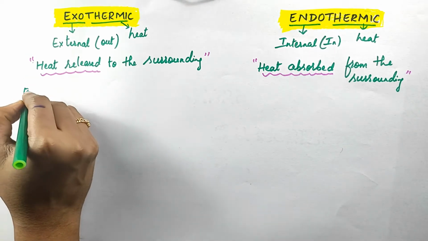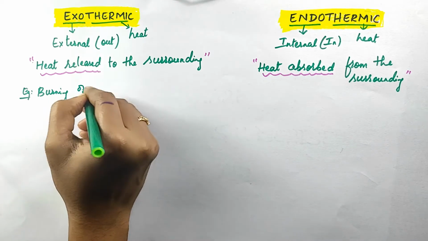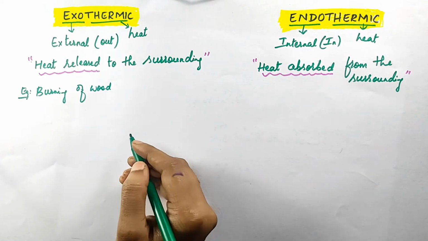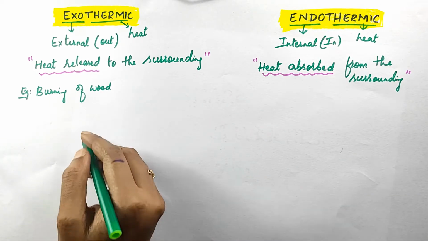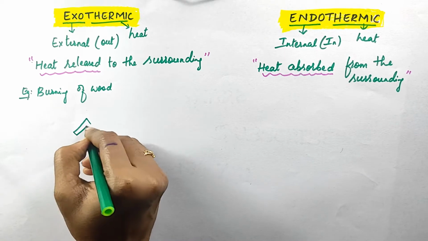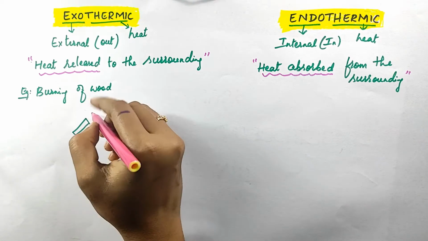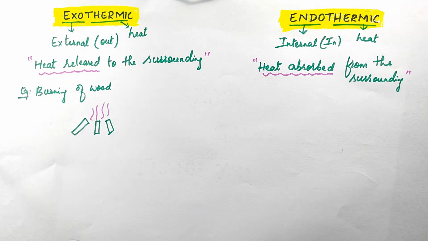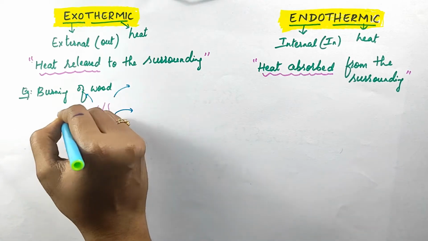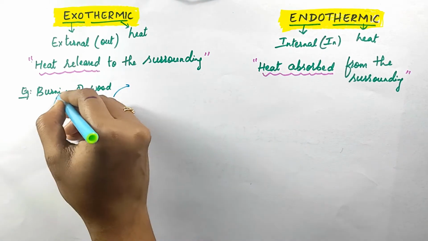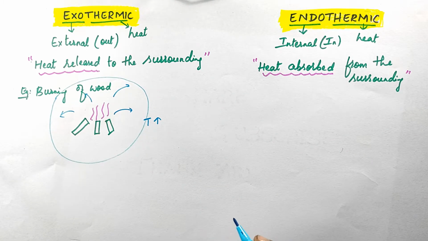So next, let us see the example for exothermic reaction, that is the burning of wood. When you burn the wood, the heat is released to the surrounding, and the surrounding becomes hot. The temperature of the surrounding increases.